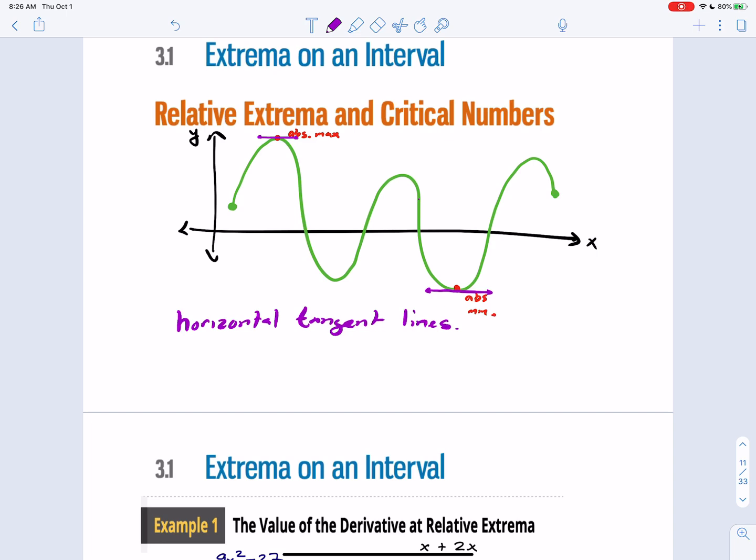Right? So if we want to start talking about the slope of a tangent line, if you think about the entire unit in Unit 2, when we want to talk about the slope of a tangent line, we talk about derivatives. So horizontal tangent lines is basically saying when the derivative is 0. Okay? Make sure you understand that. When the derivative is 0.